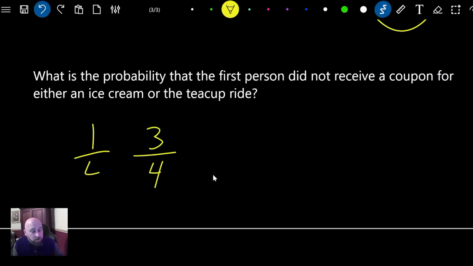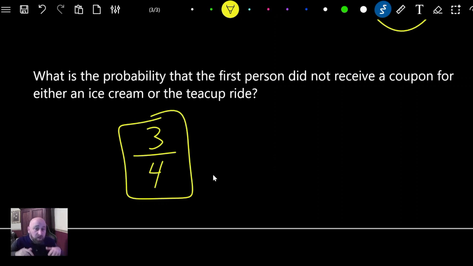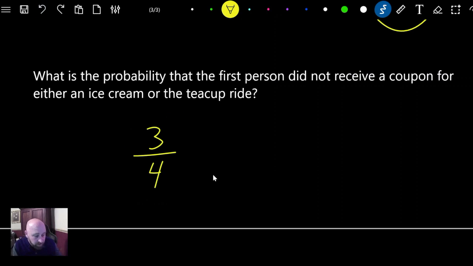So the way that we're going to do this one is we're actually going to do it with the 3 out of 4 because those are the desired outcomes. The ice cream's not a desired outcome. Why not? Because he didn't receive. Notice it says he did not receive. This is like a backwards problem. Everything about this is backwards because it's saying he did not receive the coupon for ice cream. So there was a 3 out of 4 chance that he did not receive the coupon for ice cream.